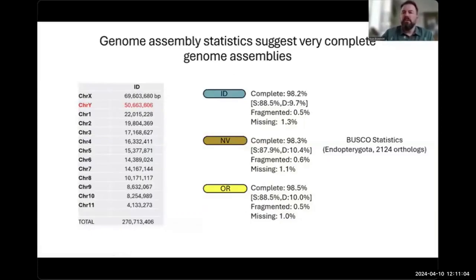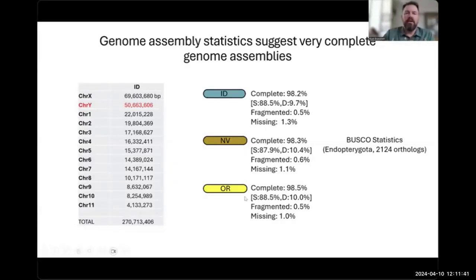For those who are interested in these types of things, BUSCO statistics and so on, here are some of the numbers. These are what the chromosome lengths look like. The X chromosome is around 70 megabases. The Y chromosome is over 50 megabases. And then all of the autosomes are around 20 megabases or smaller. So you can see the Y chromosome is actually quite large, as is the X chromosome. These are bigger than all the autosomes, even multiple autosomes if they were stuck together.